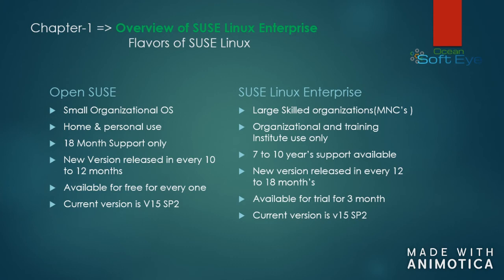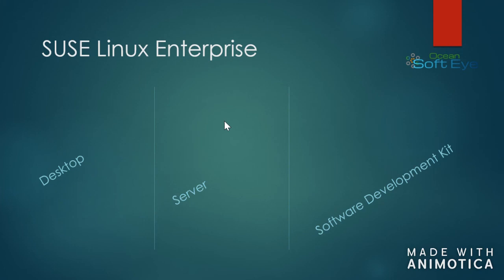Now moving forward, SUSE Linux Enterprise has basically two types, but now it has three types. The first one is available as the desktop version, the second one is the server version, and the third one is the software development kit.